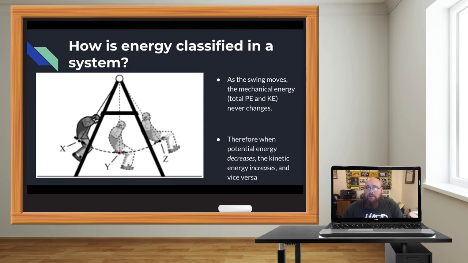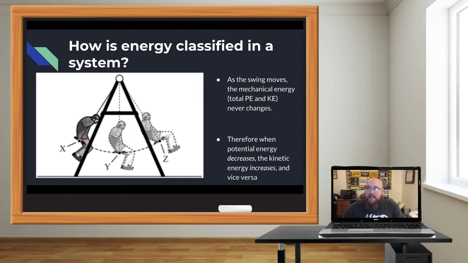This is also where he'll be swinging the fastest, where his speed is the highest. And as he continues forward to point Z, he's going to start to slow down. His kinetic energy is beginning to transform back into potential energy because his height above the ground is rising. He's getting higher. And then when he gets here to point Z, he's back to nothing but potential energy.